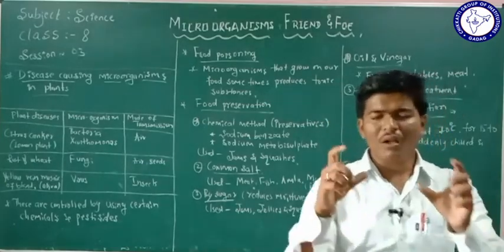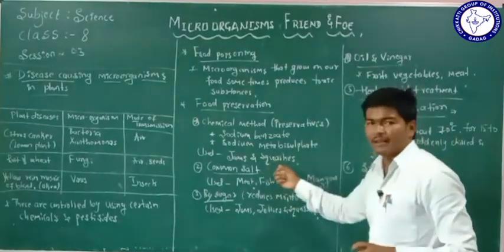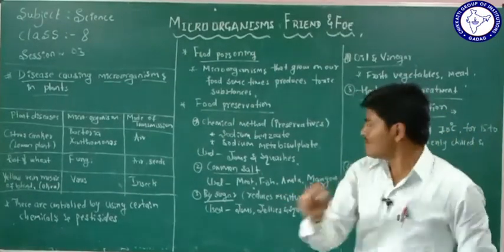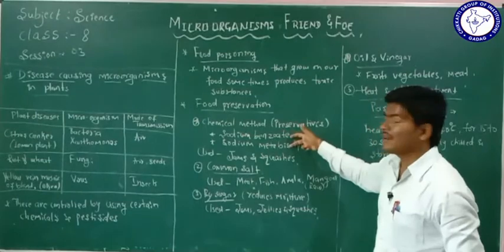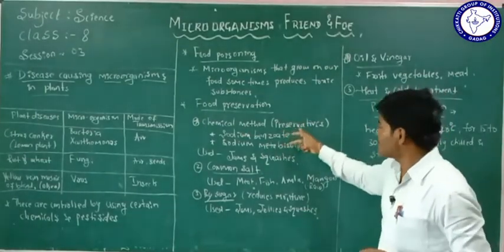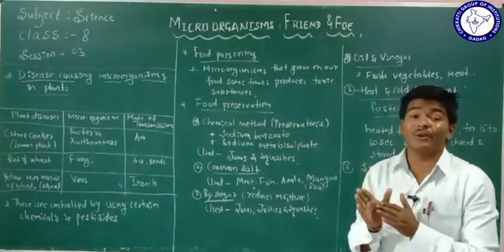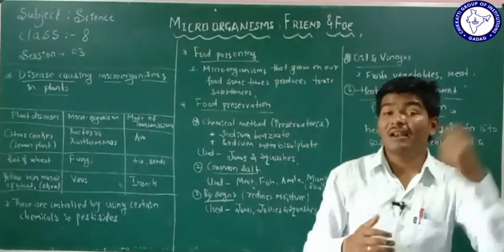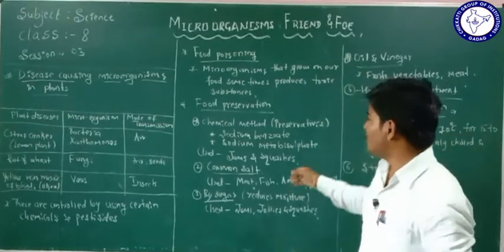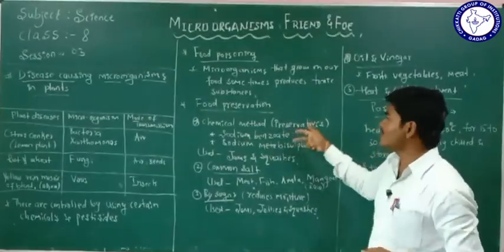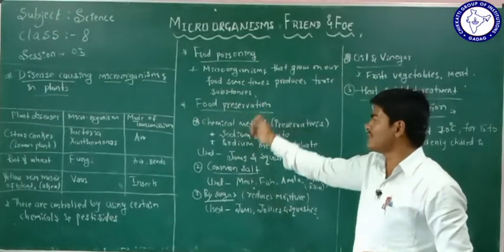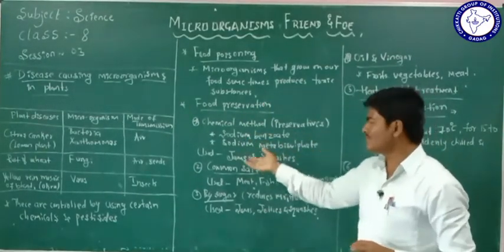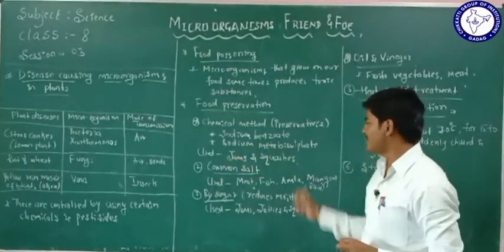You can see on the label of the jam packet or the jam bottle, in the ingredients, these two chemicals are present. Why do they use these two chemicals? To preserve the food for a long time. Have you understood? So these are the two chemicals we use in food preservation, sodium benzoate and sodium metabisulfate. We use these two chemicals in the preservation of jams and squashes.